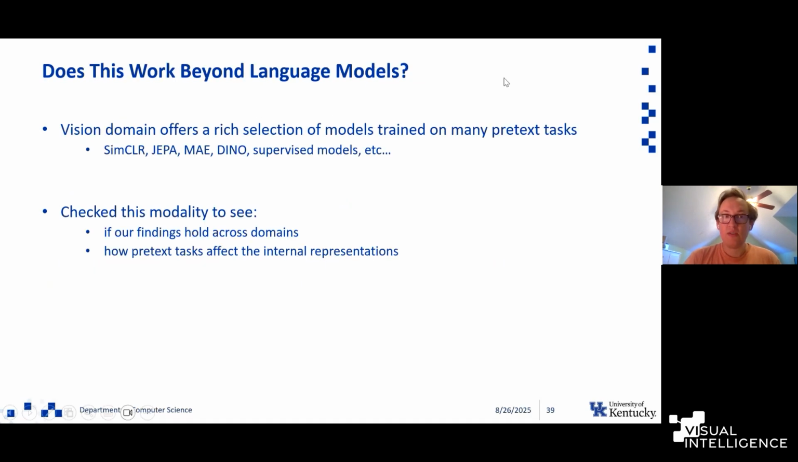And it's not just for language models, but it also works for vision models. A big part of our paper was looking at how transferable these findings are to the vision domain. In vision, there's a very rich selection of models trained on many different pre-training tasks. You have SimCLR, you have JEPA and MAE, you have DINO, which we talked about earlier, and also supervised models that are trained on classification labels. So we checked the vision modality to see, do intermediate layers still outperform final layers? And how do the different pretext tasks, the pre-training tasks, affect the internal representations?